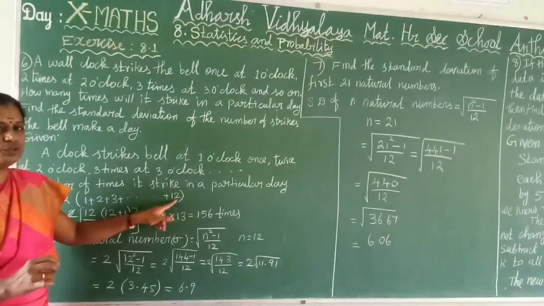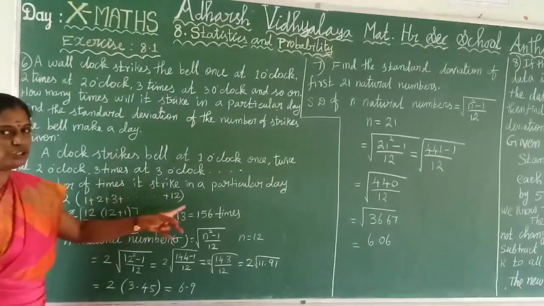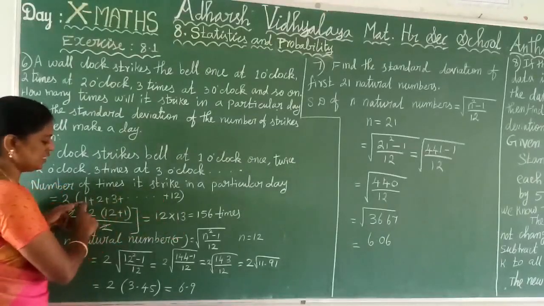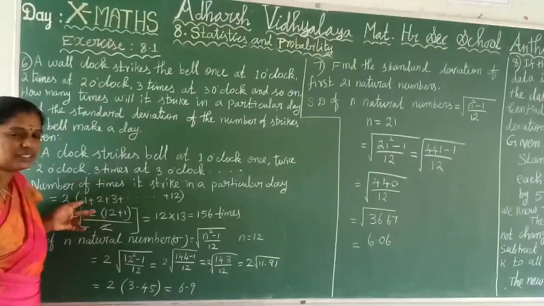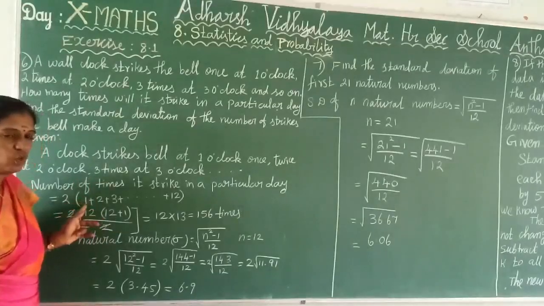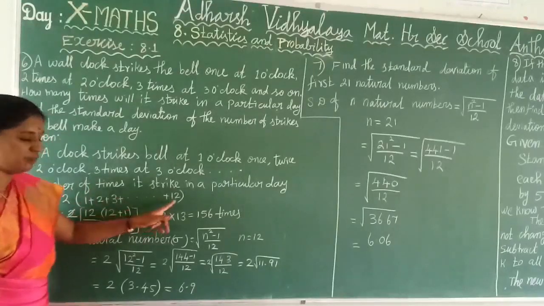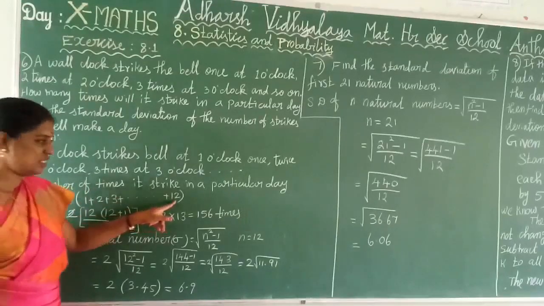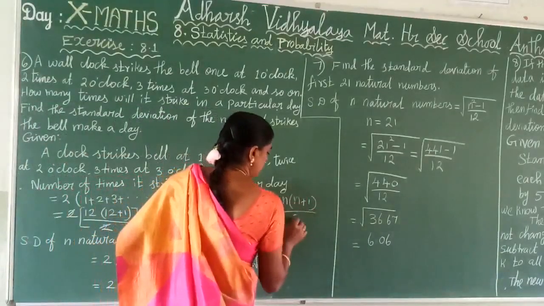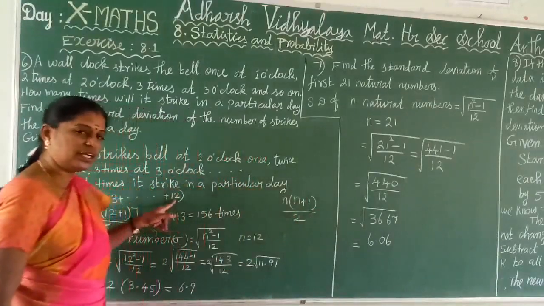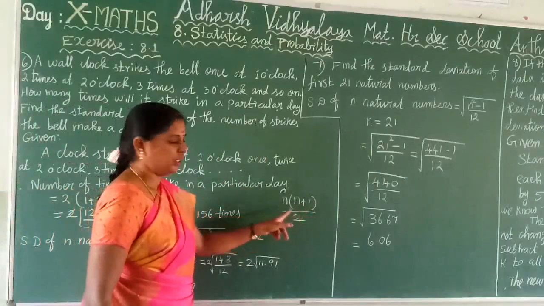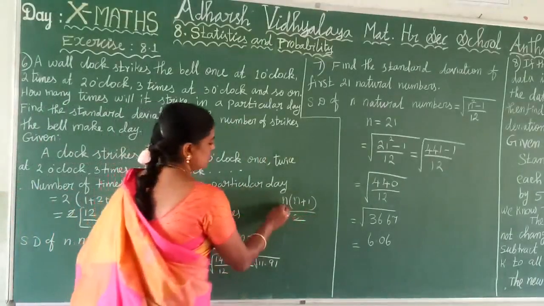So 2 into the sum 1 to 12. Here we want to add 1 to 12, that is the sum of natural numbers, continuous numbers starting with 1, then 2, 3 like that up to n. So what is the formula? n into (n plus 1) by 2. Clear? Already we studied it in the sequence chapter. Here n is 12.